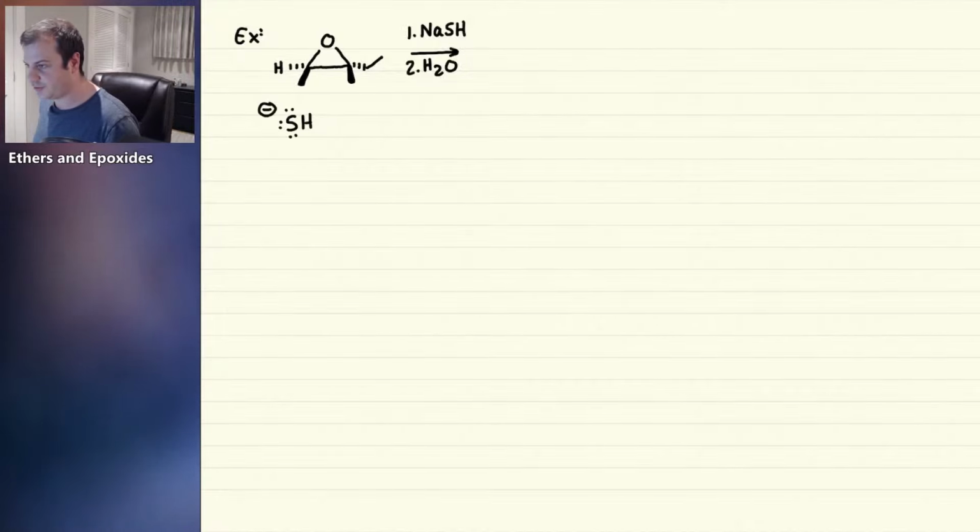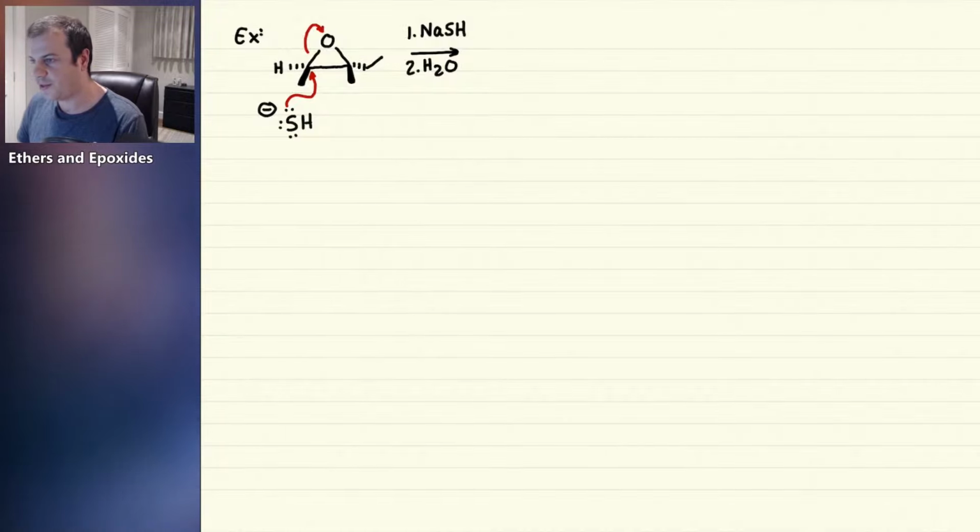And so since this is basic conditions, the nucleophile is going to attack at the less substituted side of the epoxide. Spoiler alert, when we get to the acidic conditions, it's going to attack the more substituted side, but we're not there yet. Okay, so here comes our nucleophile, and it's going to attack the less substituted side, and that's going to kick electrons up onto oxygen. And so now what's going to happen is the sulfur is attacking anti to the oxygen. In other words, sulfur is performing backside attack.